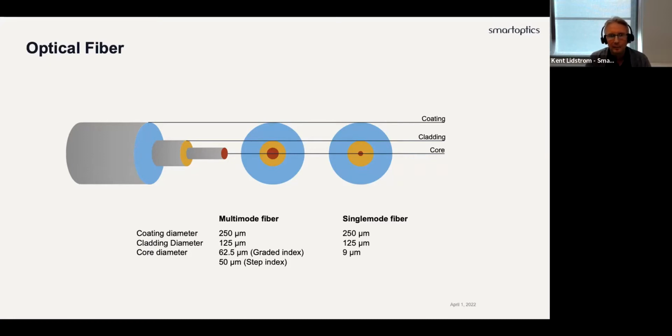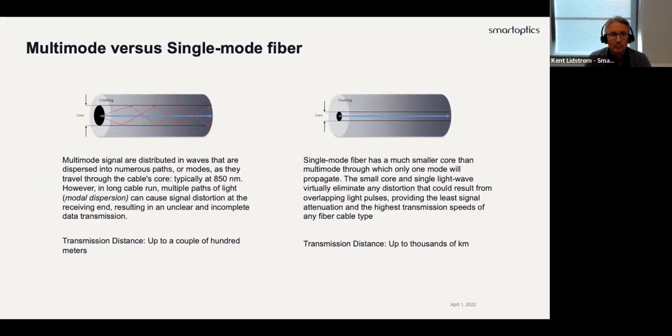If we then compare multimode and single mode fiber, we can jump to the next slide. Multimode fiber has a bigger core, which allows the signal to distribute in waves that go in different paths, or modes, within the fiber. Typically, with multimode fiber, you use wavelengths around the 850 nanometer area.